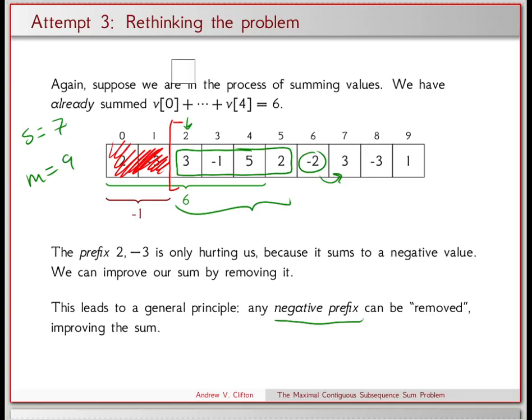All right, so then we're going to move on to 3. So we add the 3 to the 7. That gives me 10. Is 10 bigger than 9? Yes, it is. We update m to 10. So now my new biggest sum is all of that.